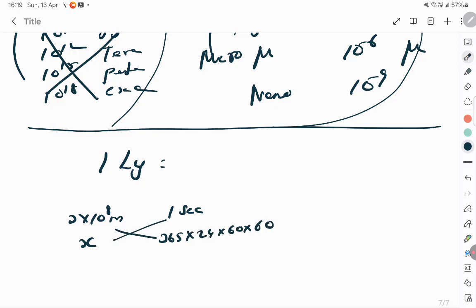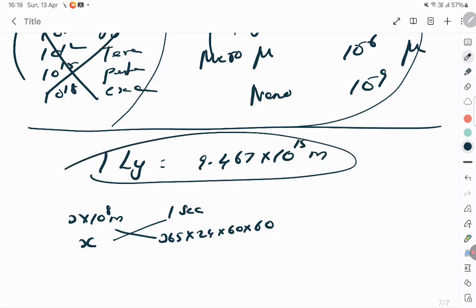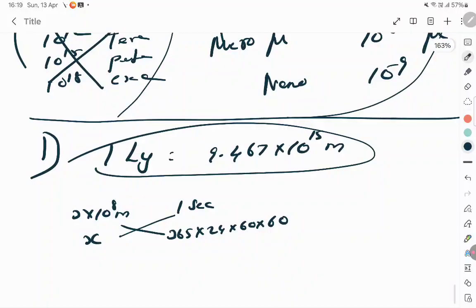So you cross multiply this and you will get 1 light year to be 9.467 into 10 to the power 15 meters. So this is 1 light year's value. You should memorize it. 9.467 into 10 to the power 15 is 1 light year. This is the bigger unit that you're coming across.